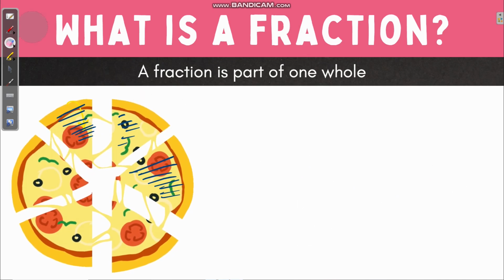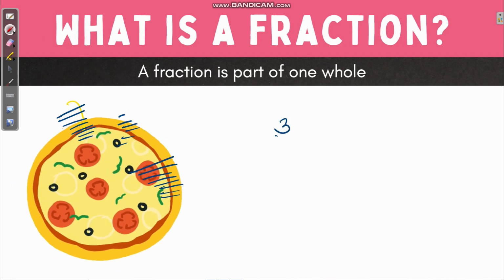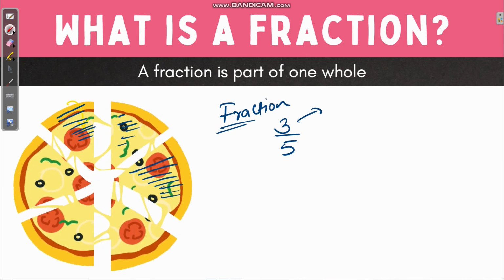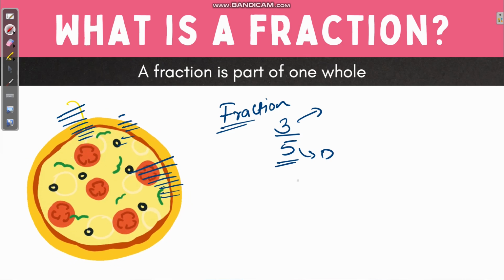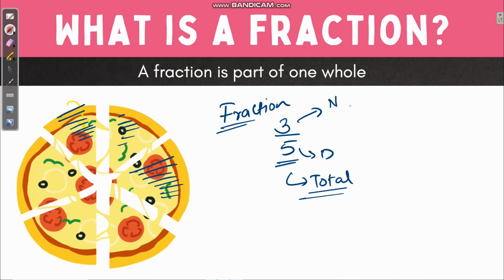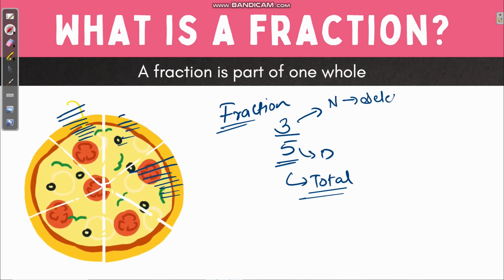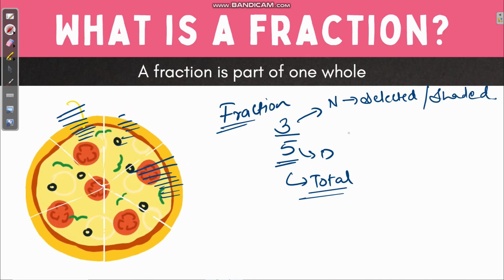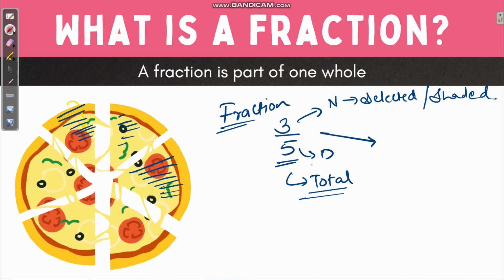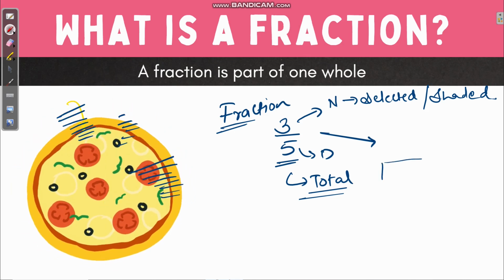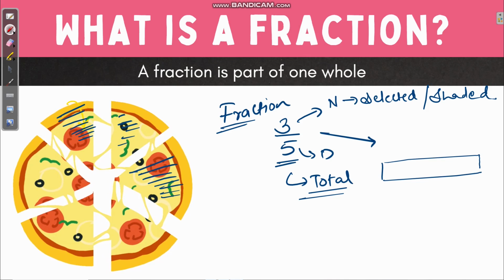If I give you a fraction and you have to draw from that, like if I tell you 3 by 5, this is a fraction. Why is it a fraction? Because it has a numerator and a denominator. The denominator represents the total number of equal parts. The numerator describes the parts that you have selected or maybe shaded. If I want to draw a figure out of this 3 by 5, first of all I should see the denominator, that is 5. So there should be a figure which has 5 equal parts, okay?